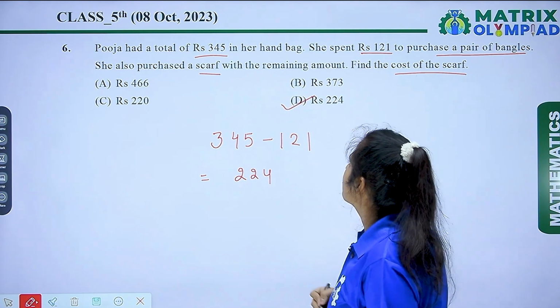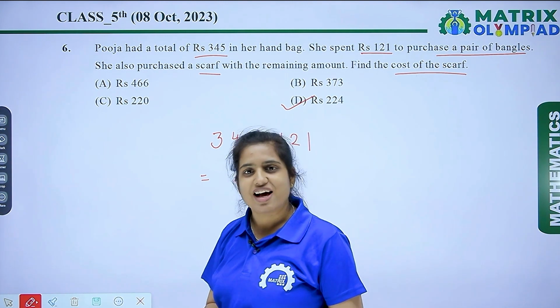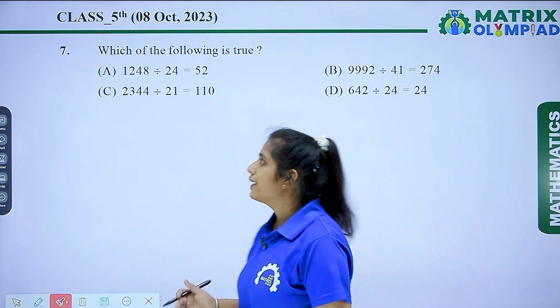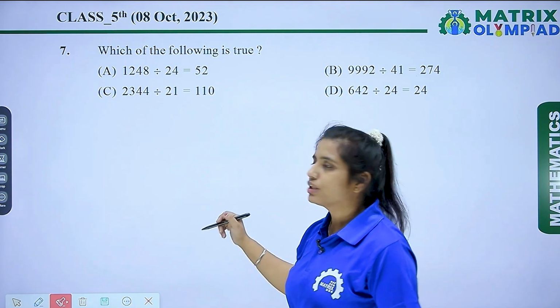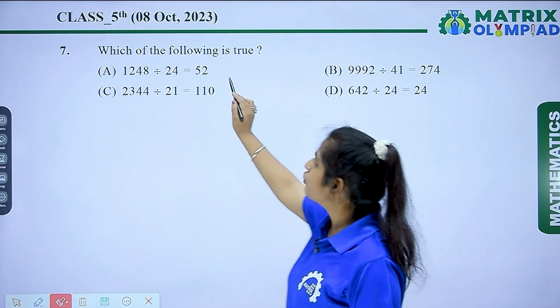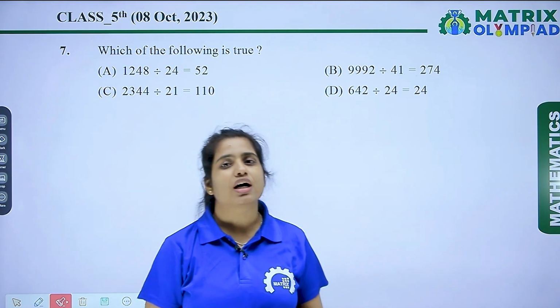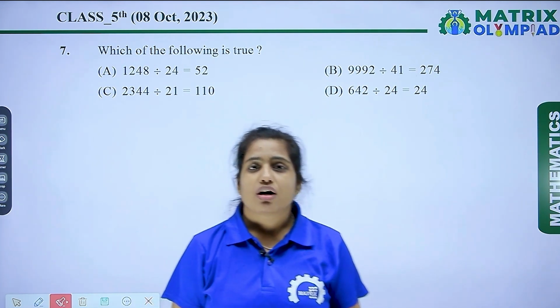So here option D is the correct answer. Now let's begin with the next question. Next question is question number 7. Question number 7 में क्या करना है, which of the following is true? So out of these 4 options we have to find out the correct option.